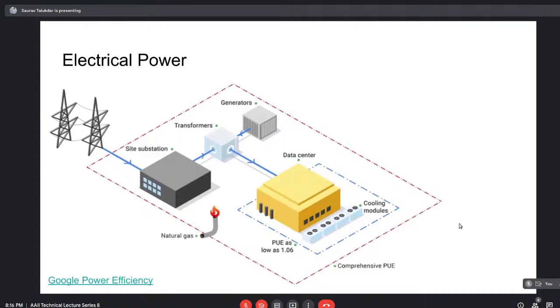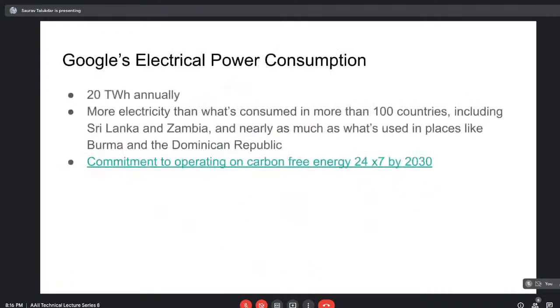So with that in the background, I want to give you some perspective about the electrical power consumption across overall Google data centers. That's about 20 terawatt hours of electricity annually across probably 100 data centers. It's a massive number. It's actually much higher than the power consumption of several small countries put together.